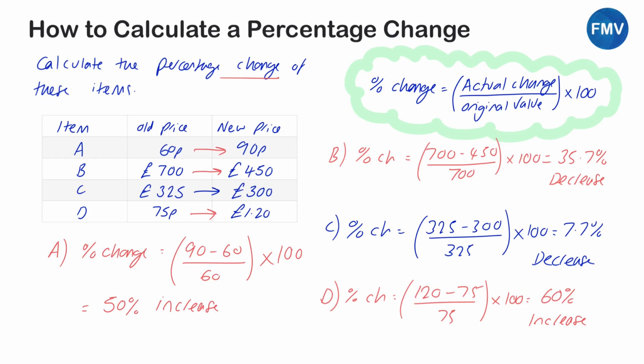So just to reiterate, key point here, you can see the formula is very straightforward. It works for both percentage increase and decrease. So two key points to work out, find the original value and work out the actual change, and then you've got everything you need.